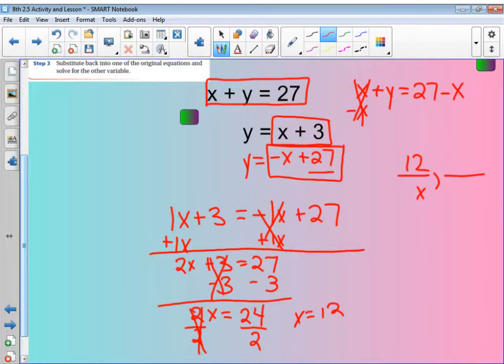Okay, so my next step after I've solved for x is to substitute in. I'm going to pick to substitute into this top equation. Why? Because I don't like to work with negative numbers if I don't have to. So I'm going to take this 12 and plug it in right here. When I rewrite this, it would be y equals 12 plus 3. So 12 plus 3 is 15. I just found out that my x is 12 and my y is 15. So my coordinate set was 12 comma 15. Once again, if I were to graph that, it wouldn't fit onto the graph that I have.